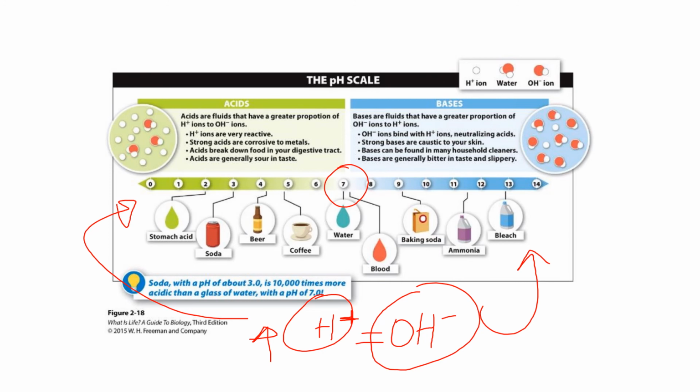And so if you want to measure the pH of a solution, we usually use what we call pH strips. It's a special piece of paper, and you drop it in the solution, and based on the color change that you see, you can determine its pH, where it stands on the pH scale, and whether it's acidic, basic, or neutral.